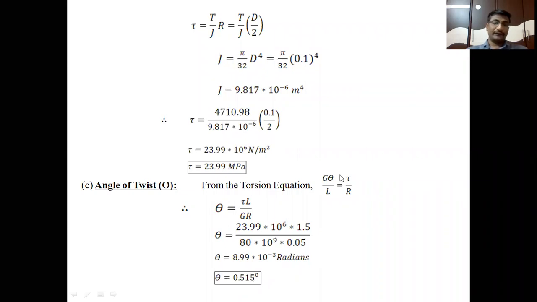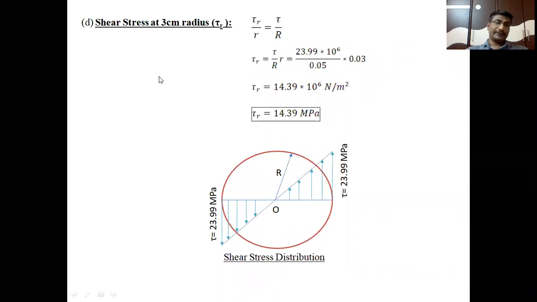Okay, if you take the length 1.5 meters, through that 1.5 meters length, the angle of twist of the shaft is 0.515 degrees. Next, shear stress at 3 centimeter radius, tau R. It is represented by tau R. R means at any radius R, that is 3 centimeters. At a 3 centimeter radius, what is the shear stress?